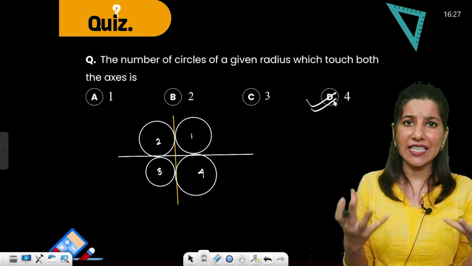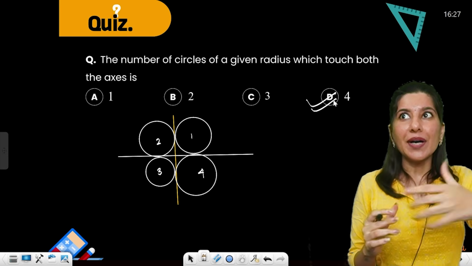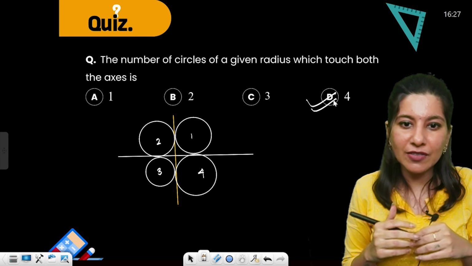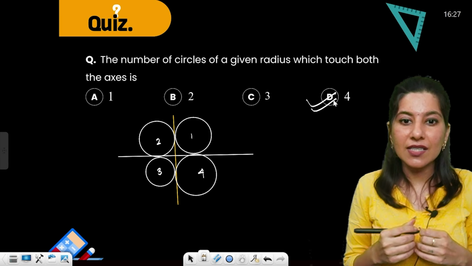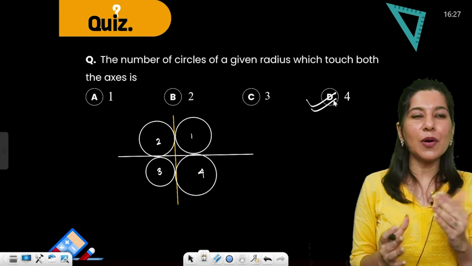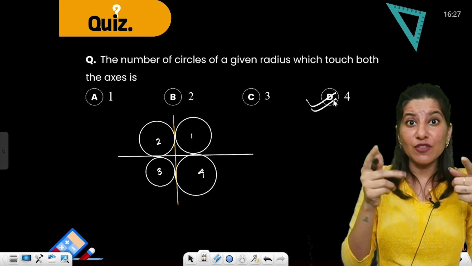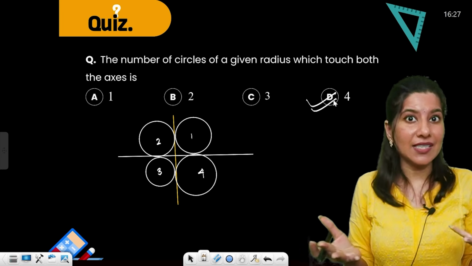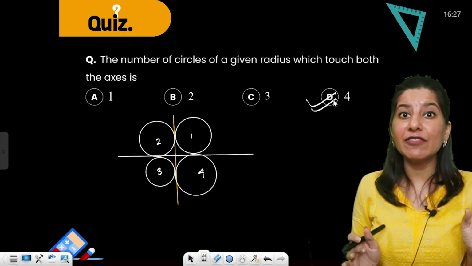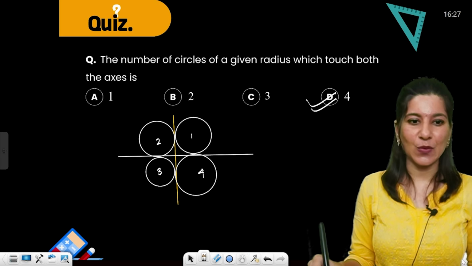I guess this is a very easy visual question. I have given you this question to understand that sometimes we need visuals, sometimes the number of circles of a given radius. Sometimes the question says a circle touches both the axes, so we always think about the first quadrant. We never think that it can be in the second quadrant, third quadrant, or fourth quadrant. If you yourself limit the cases, because the question has not mentioned that it is only in the first quadrant, only in the second quadrant, why are you limiting? Take generic cases, right?